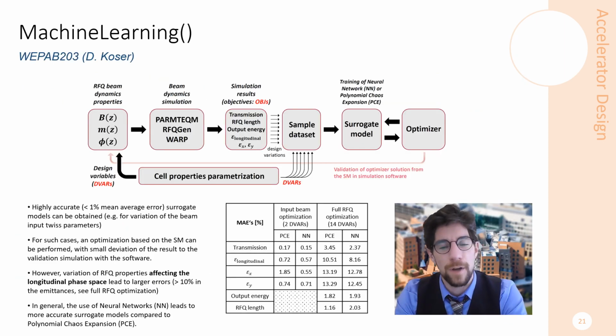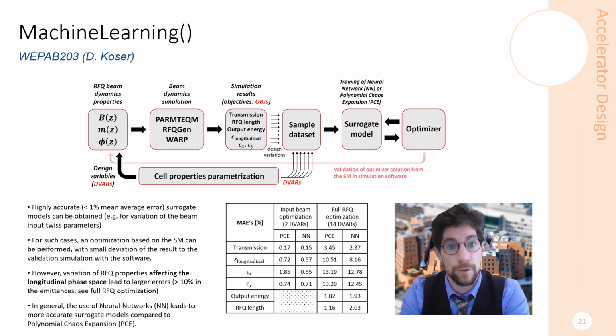The optimized RFQ parameters were obtained using a machine learning technique. Here we first parameterized the RFQ cell parameters to reduce the number of input parameters, and then we use those parameterizations to create RFQs that are simulated using the standard tools like ParmTech, RFQ Gen, Warp, and TraceWin. From this we obtain a large sample set. This sample set is then used to train and create a surrogate model. We do this either through polynomial chaos expansion or by using a neural net.